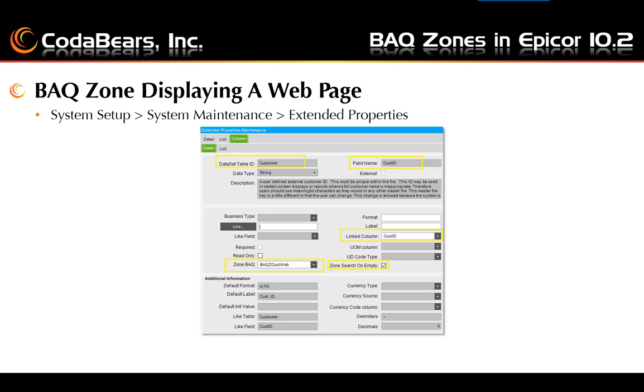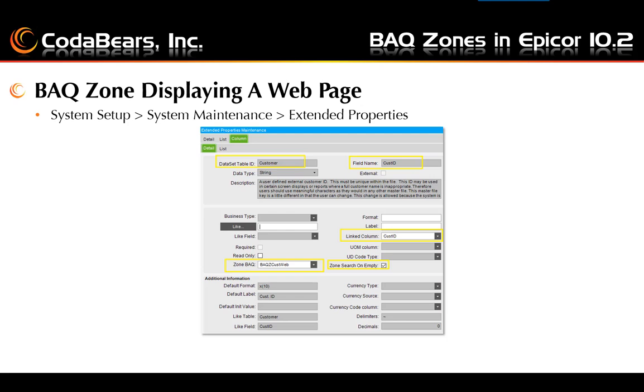Similarly, we can do a BAQ zone displaying a web page. We create a business activity query with the fields that we want to see in our results. In this case, I created a BAQ named BAQZ Cust Web. It has a customer ID and a customer URL. And the first field is the customer ID, and it's sorted by customer ID, and customer ID is added to the BAQ search tab in the BAQ.